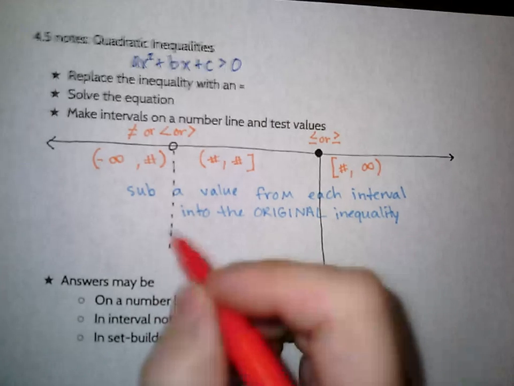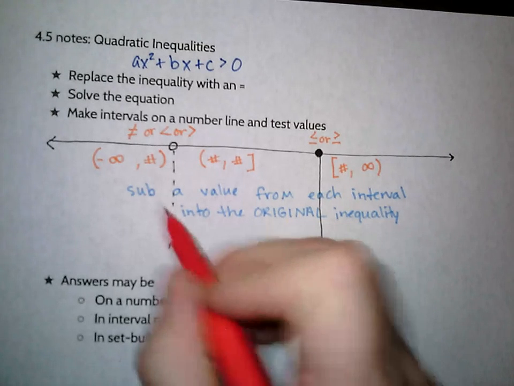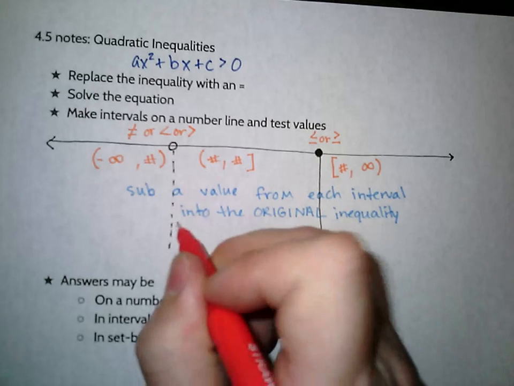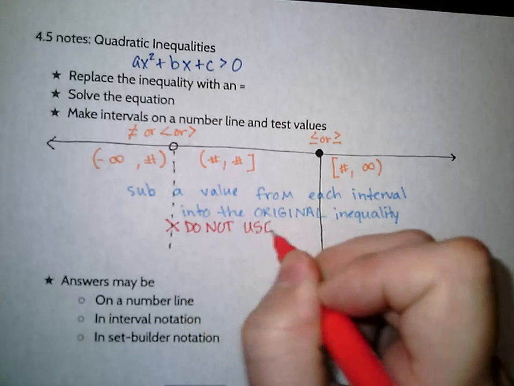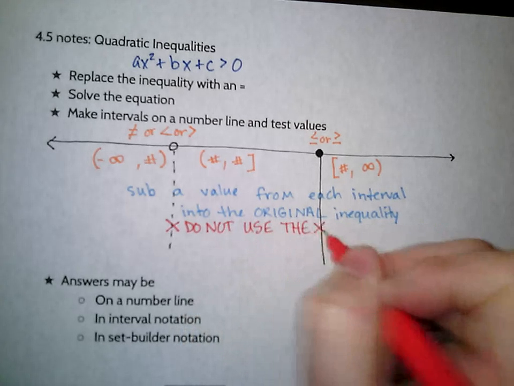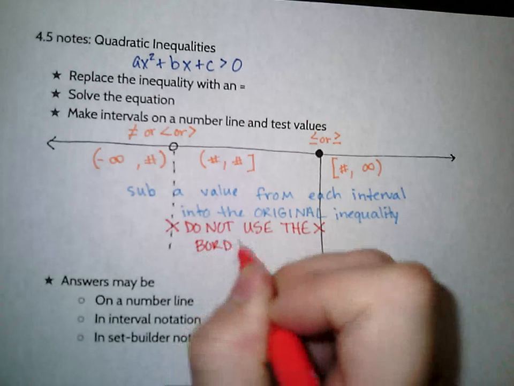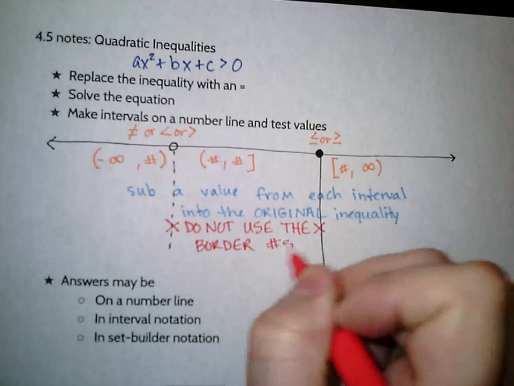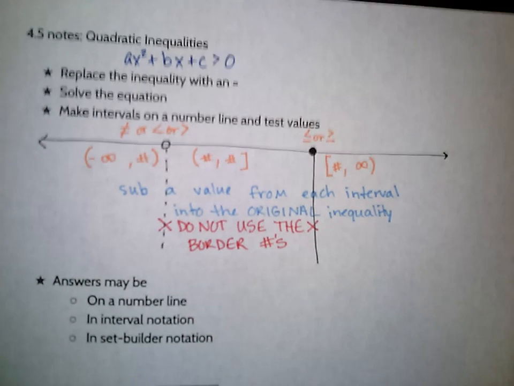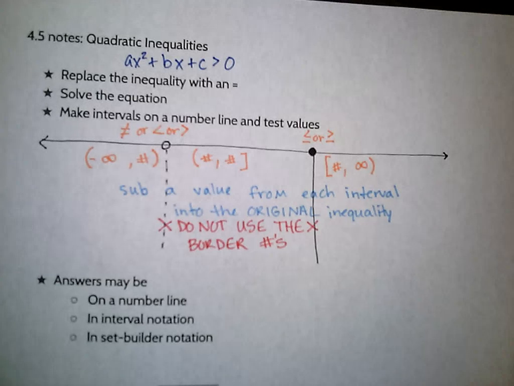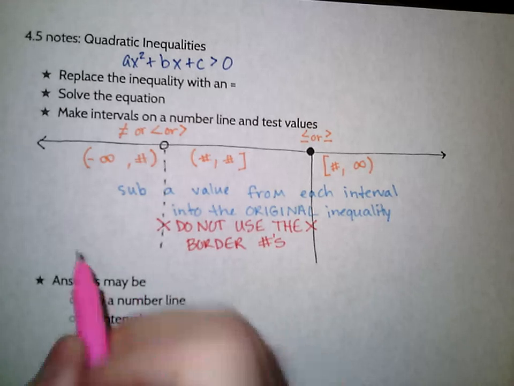The other thing you've got to be careful about is you cannot substitute the border values. So do not use the border numbers. Don't use these two numbers that you solved for when you are doing your testing. When you do that testing, you're either going to get an inequality that is true or an inequality that is false.